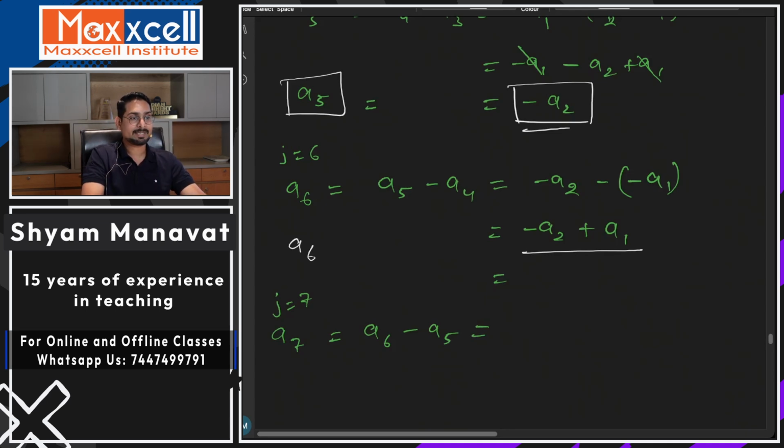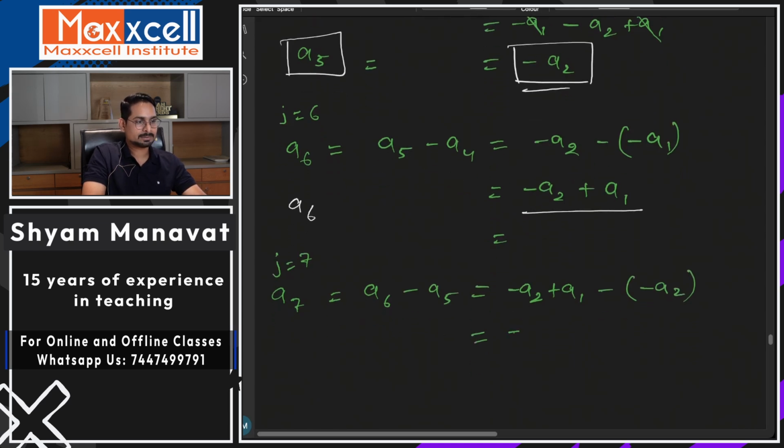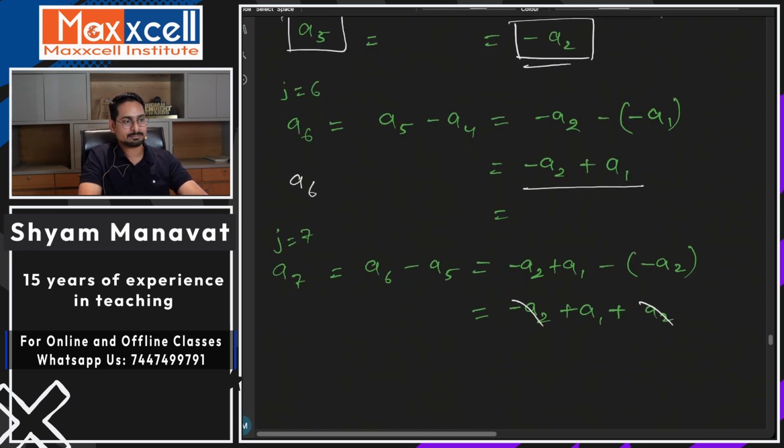So A6, A5, if I substitute here, A6 is what? Minus of A2 plus A1 and then minus A5. What is A5? That's equal to minus of A2. If you simplify this, what you get? Minus of A2 plus A1 plus A2. Okay, now can we cancel this? Yeah, plus of A2 minus of A2 will become 0. So you have only A1. So here your A7 is A1.